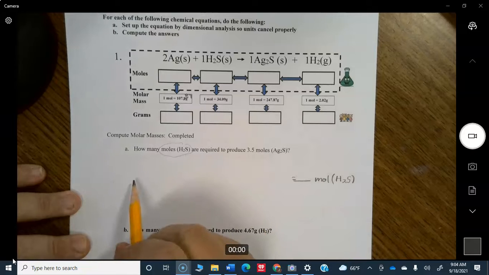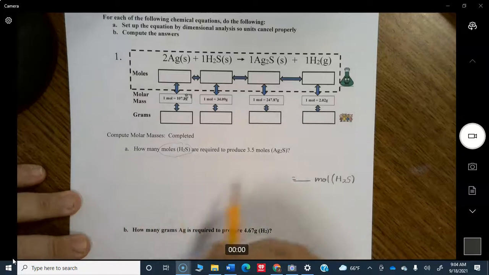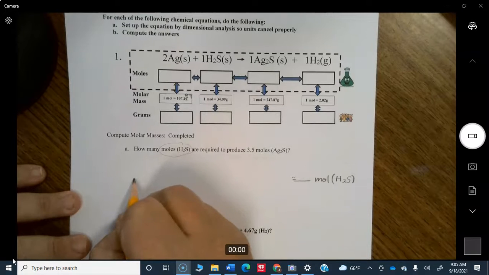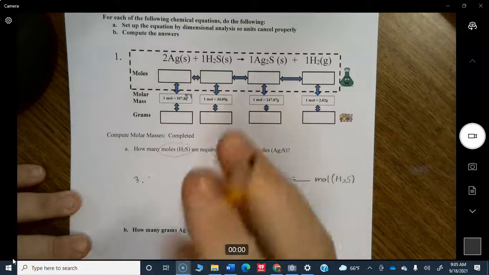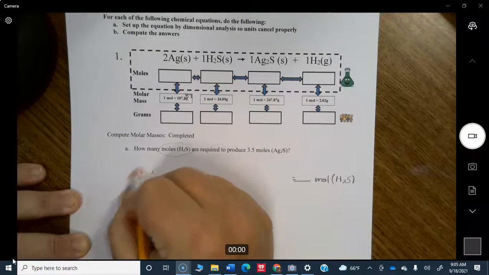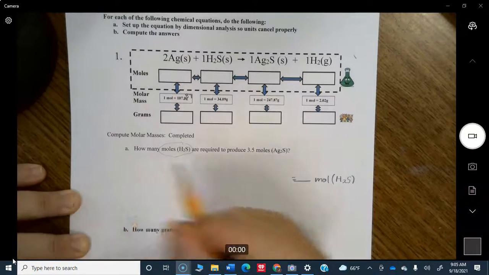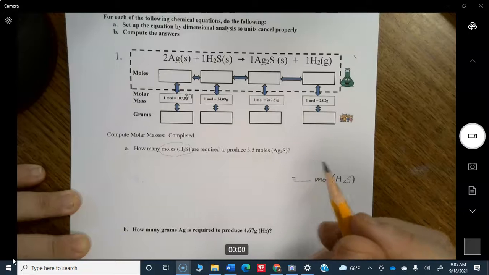So I'm going to come over here. Now I'm going to leave a lot of space because you don't always know how many conversions you're going to need. So I'm going to put it over here. And this is what we're starting with, the 3.5 mole of Ag2S.